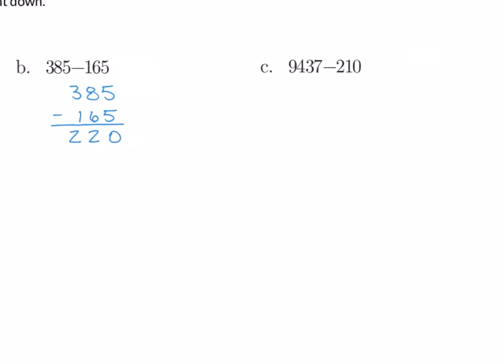All right, last example. I'm going to put my 9437 on top. I'm going to put my 210 on bottom. One thing to note on this is they have a different number of digits. So remember that we want to push it as far to the right as possible. We want to line up according to the right digits. And then from there we want to go ahead and subtract starting on the right.